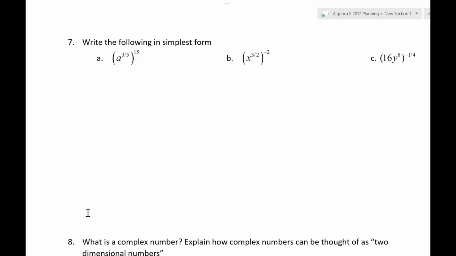Okay, and 7 here, we're going to write some more fractional exponents in simplest form. I'm just going to rewrite this as a to the 3/5, all raised to the 15. And just like in number 6, we're going to multiply those exponents. A times 3/5 times 15, which is a. I could either cancel, or if you like to multiply everything out, you're going to get a to the 45/5, excuse me, which is just going to be a to the 9th power.